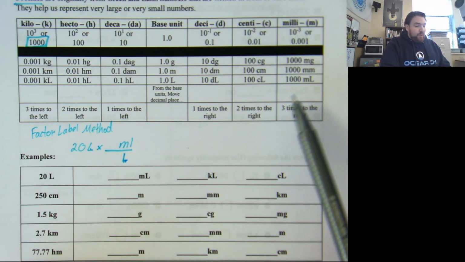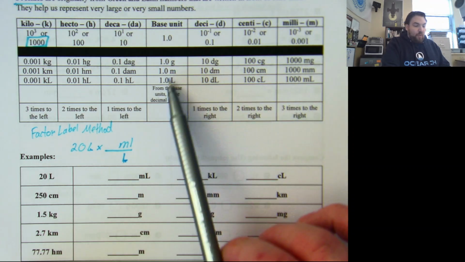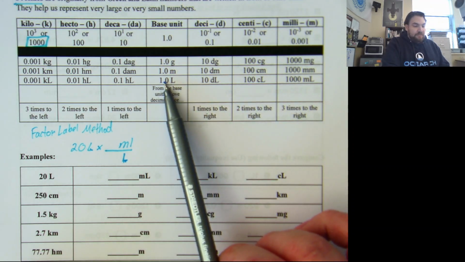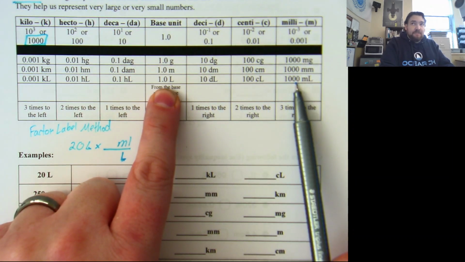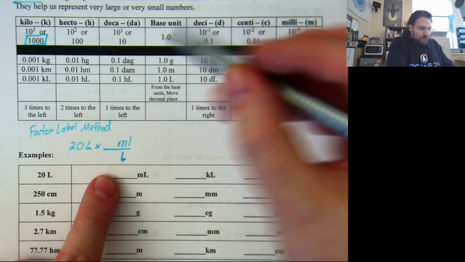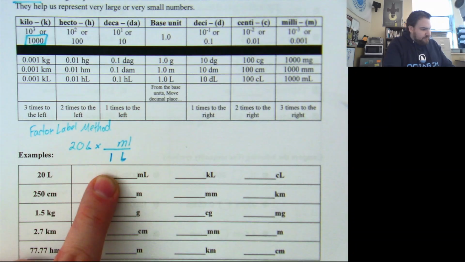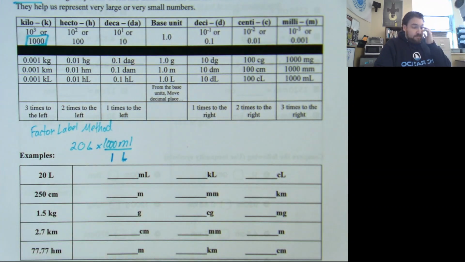And we're going to go ahead and hop over to this conversion. 1 liter is equal to 1,000 milliliters. So I'm going to take these two numbers and I'm just going to put them into our fraction. 1 liter is equal to 1,000 milliliters. And now I'm just going to do the multiplication.